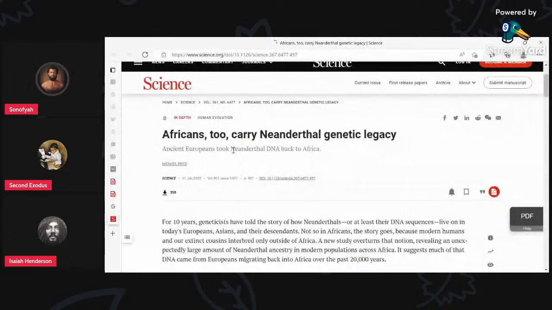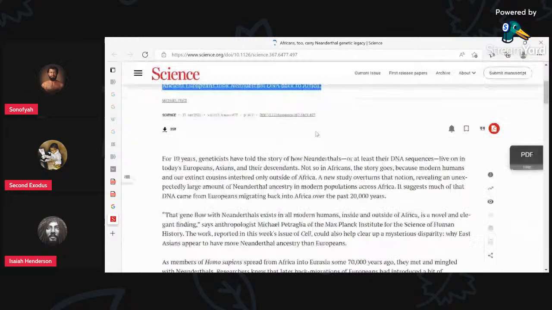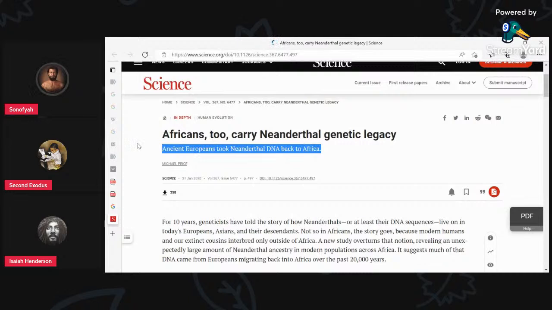This source right here is coming from science.org. Africans too carry Neanderthal genetic legacy. Ancient Europeans took Neanderthal DNA back to Africa. Now, this is one of the proposed theories, that ancient Europeans took it back to Africa. That would be people with haplogroup J, haplogroup R, haplogroup T. Now, people with haplogroup E, like Yoruba and others, could have brought that back as well because they in turn have Eurasian ancestry. If you have Eurasian ancestry, you definitely have Neanderthal ancestry.